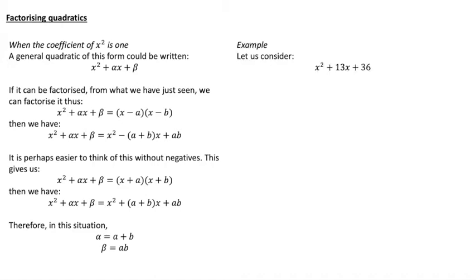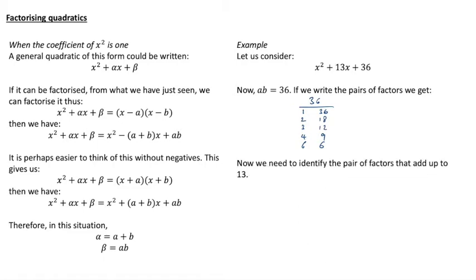So, for example, let us consider x squared plus 13x plus 36, and we know that ab must therefore be 36. So we can write the pairs of factors. So we have 1 times 36, or 2 times 18, 3 times 12, and you'll notice that the table does it quite systematically, and we can stop at 6 because we'd just be doing it backwards if we carried on.